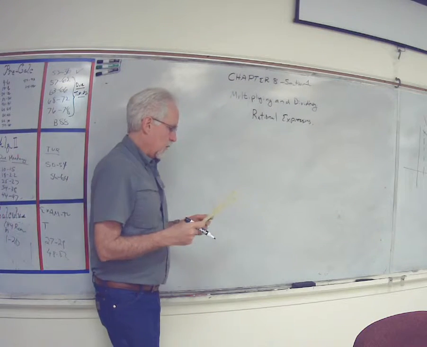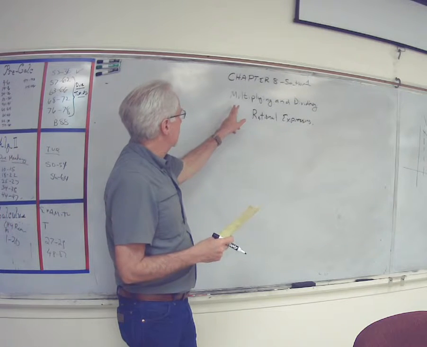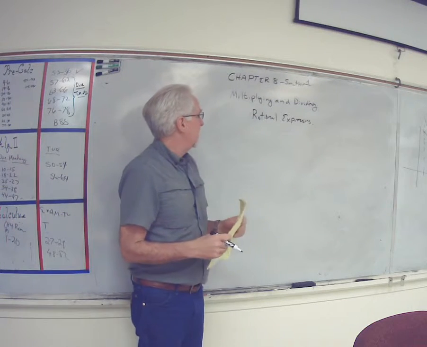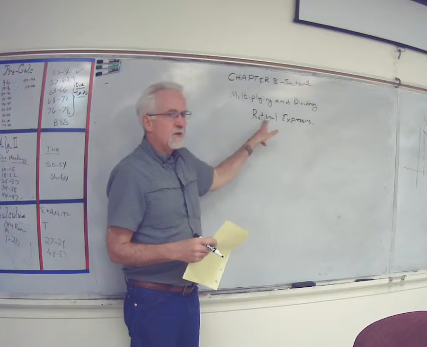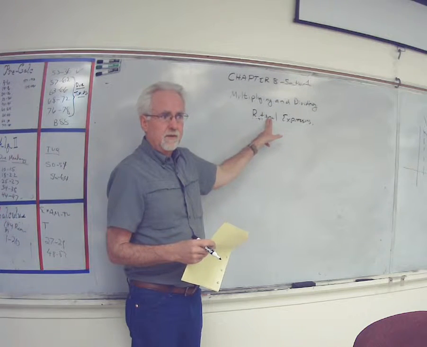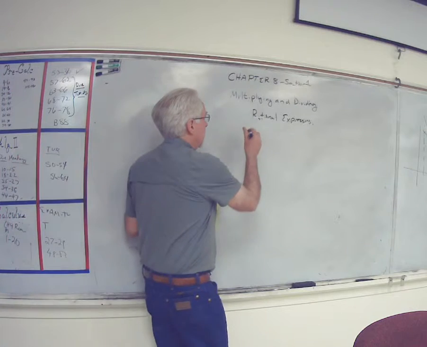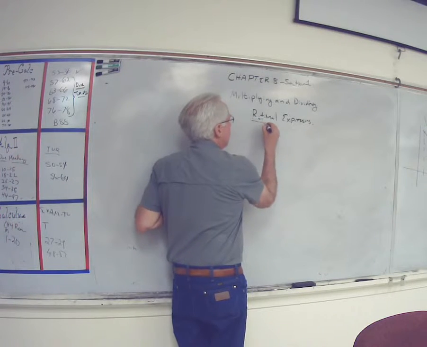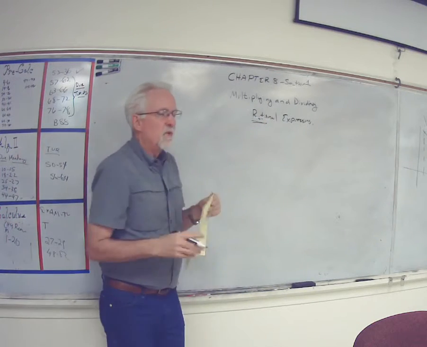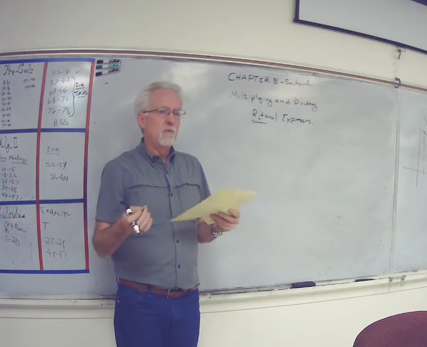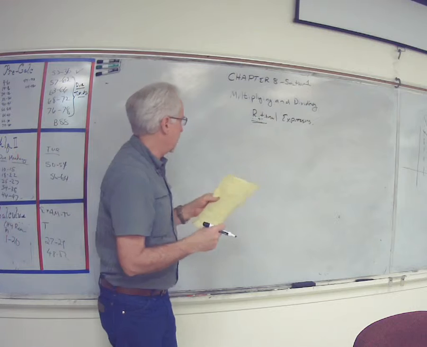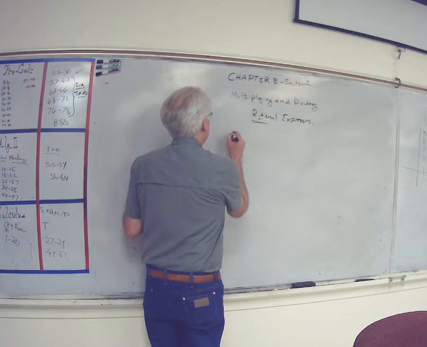Okay guys, we're going to look today at Chapter 8, Section 1, and we're going to be multiplying and dividing rational expressions. When you see rational, what word should come to mind? Ratio. A ratio is something over something else. And how do we deal with it when we have polynomials on top of other polynomials? So let's look at one.